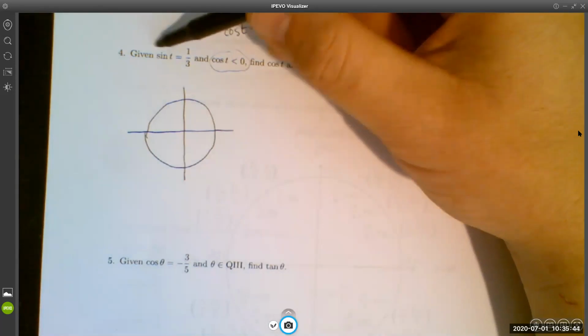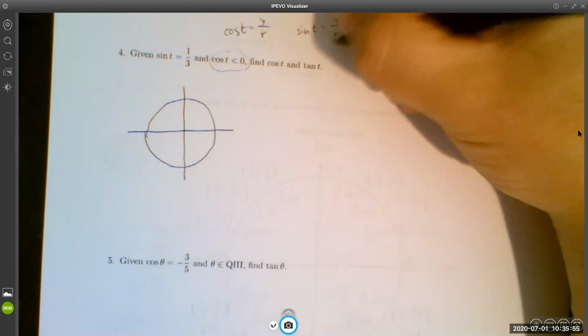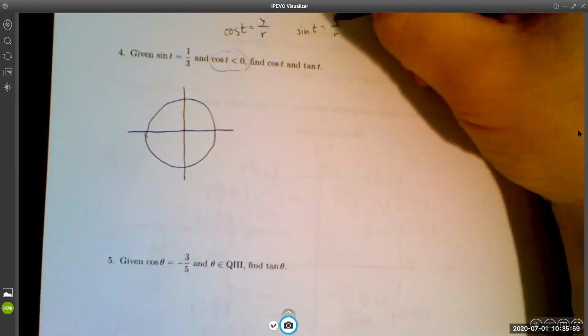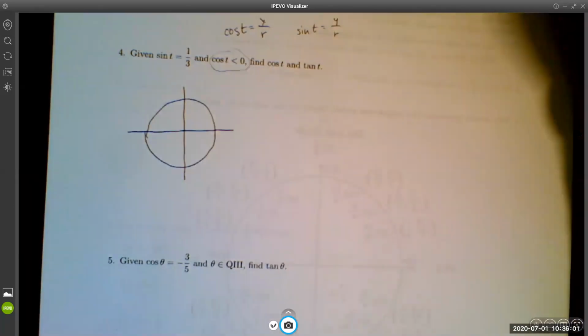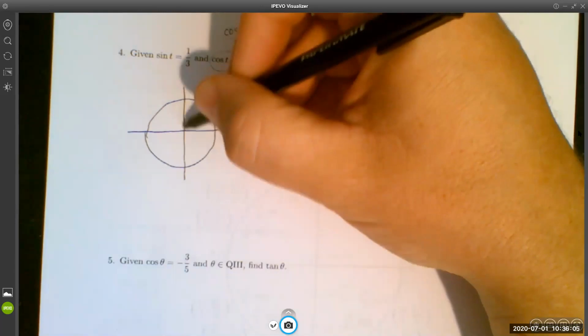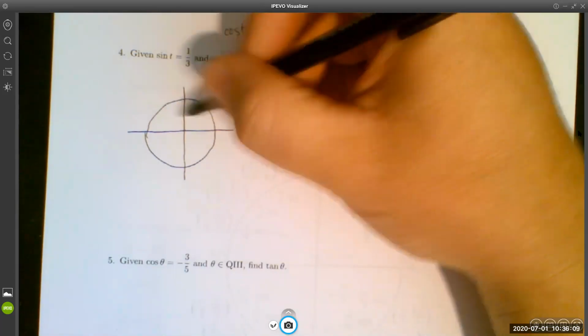Now, how do we decide which? Well, look at the other information we have. We know that sine t is 1/3. So sine t is a positive value. Well, sine t is y over r. Again, r is always positive. So the only way that sine t is going to be a positive number is if y is a positive number. Well, where does that happen? That happens up here, right? So y is positive up here. So that's in quadrants 1 and 2.